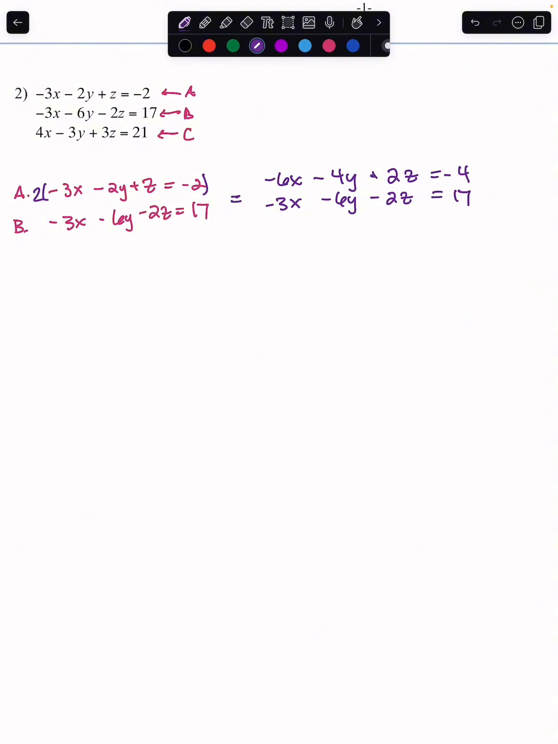Again, this is a result of A, B. And now, when I add straight down, those z's are going to cancel. It's going to end up giving me negative 9x minus 10y equals 13. Let's go ahead and highlight this one.